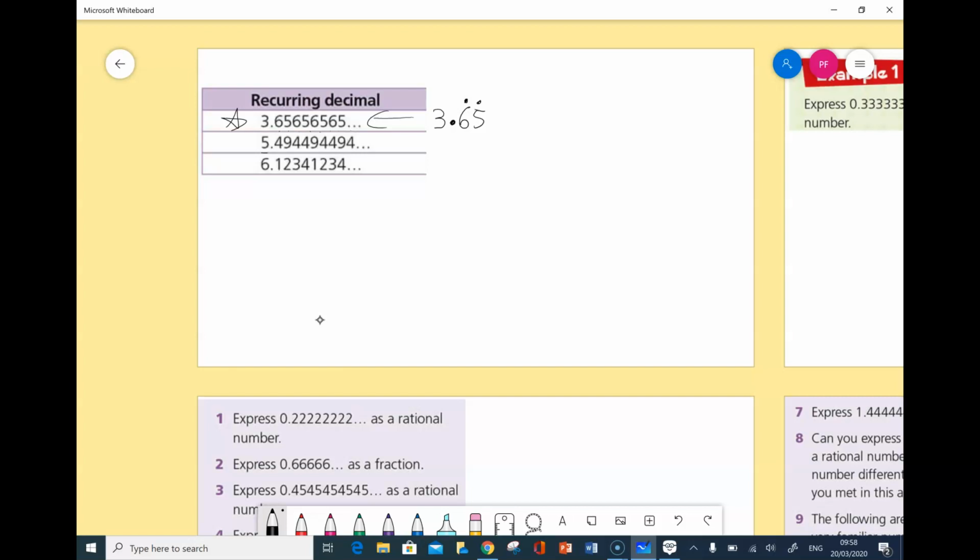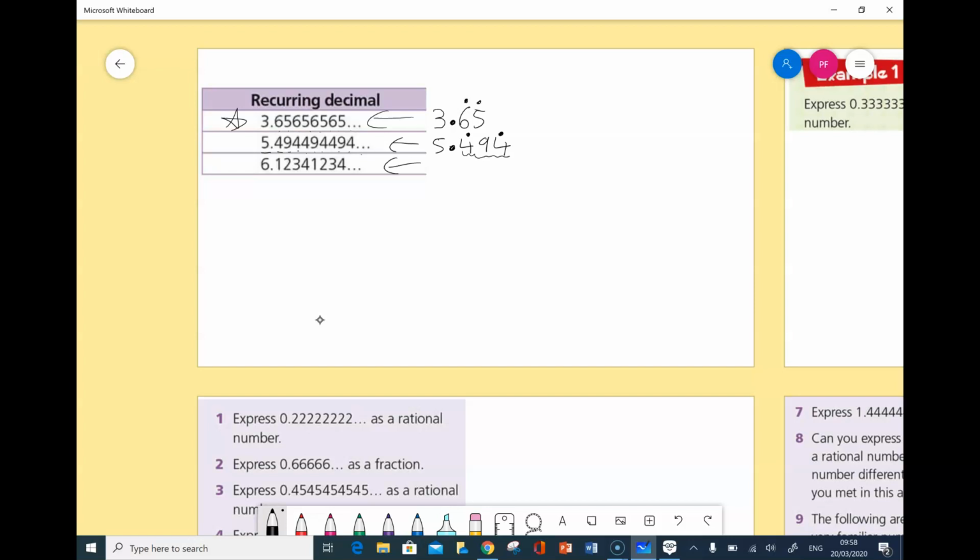Now let's have a look at this. I've got 5.494, 494, 494. It's the 494 that's repeating. I don't need to put a dot over all of them. What I do is put a dot over the first digit that's repeating and the last digit that's repeating. In maths, that tells us this pattern, the 494, is repeating over and over again.